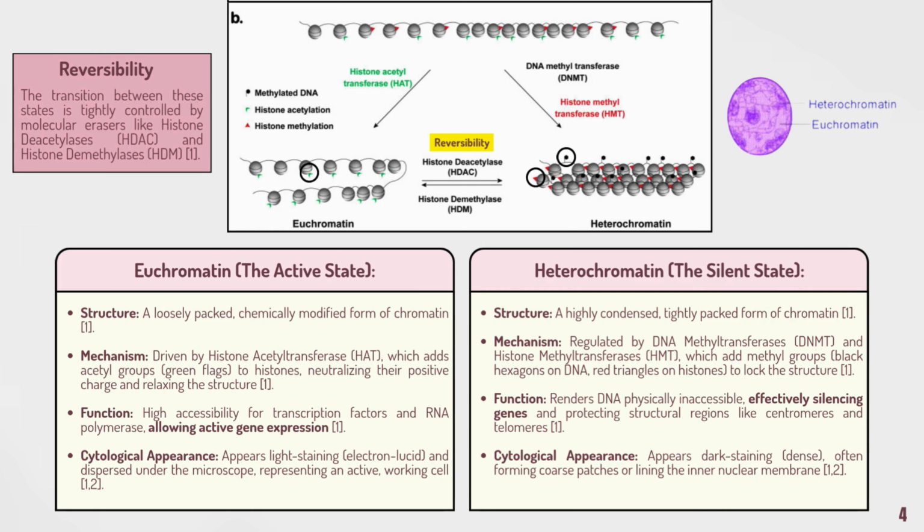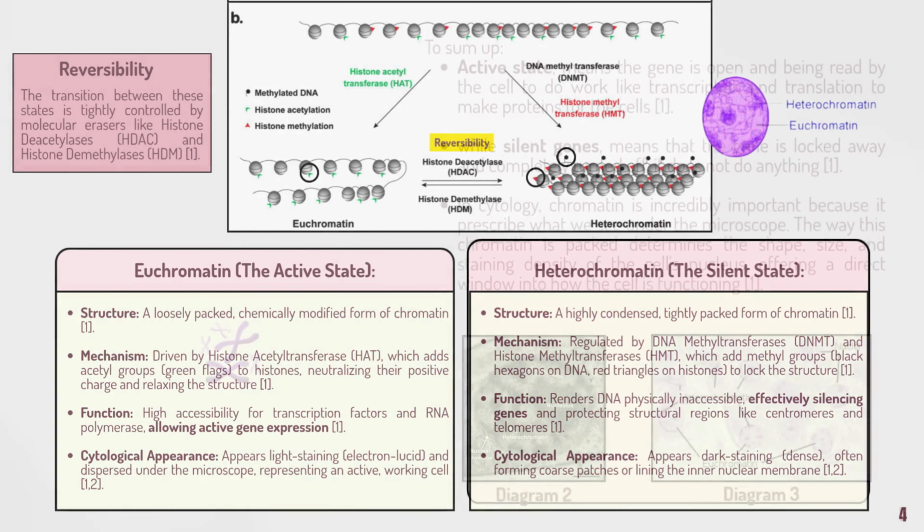regions within the nucleus. Crucially, as the center arrow shows, this system is entirely reversible. Using molecular erasers like HDAC, histone deacetylase, and HDM, histone demethylase, the healthy cells can masterfully strip away these tags, flipping chromatin back and forth between euchromatin and heterochromatin to perfectly control its genetic expression.